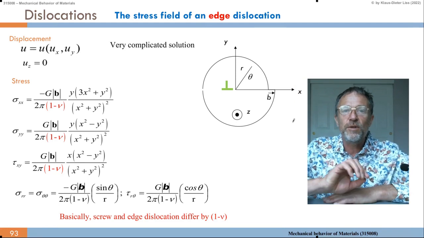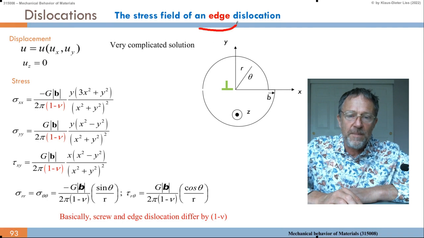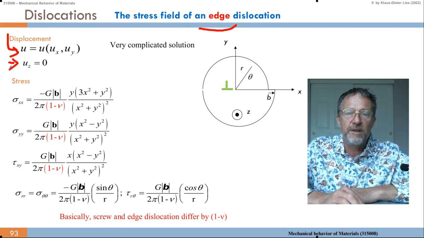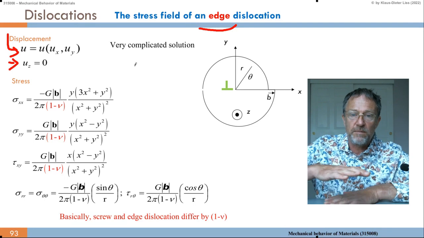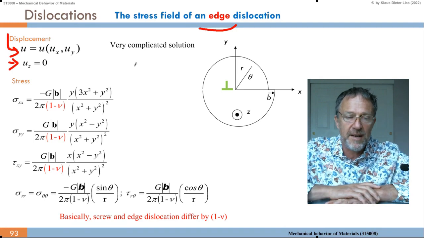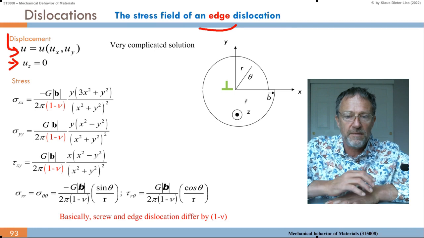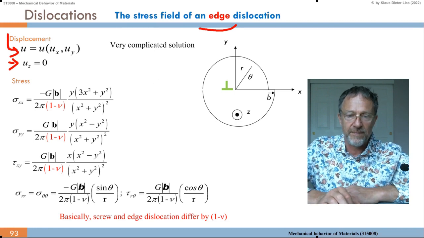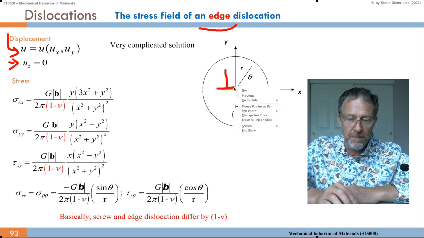Now, I introduced the screw dislocation. Let's talk about the edge dislocation. As mentioned, the displacement u is a function of x and y, so it has two components, ux and uy. The third component, uz, is 0. That means along the dislocation line, perpendicular to that cut we show here, we don't have a dependence, only in the x and the y direction. And we insert a plane from the top here.